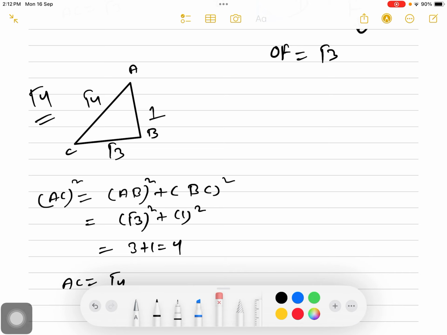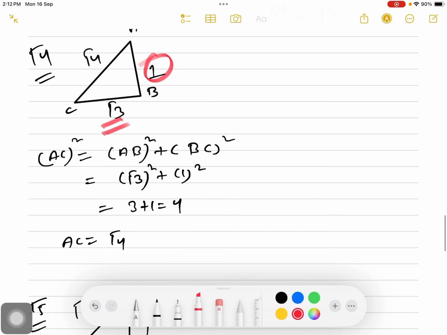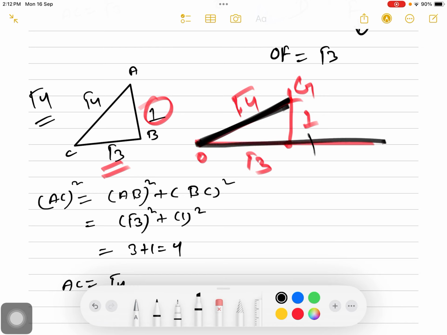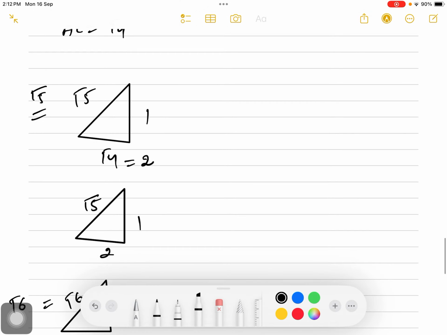Okay, so for creating root 4, 4's previous number is 3 only. So here root 3 will come, and here obviously 1 will come. Then you can use the similar steps. Okay, so here 0, and suppose this distance is your root 3, and at this you formed a 90-degree angle, and you cut the radius of 1 unit. So suppose this is OG. So OG will be your root 4, right. So in this line measure that radius and cut this distance in this line. Okay, so this distance will be your root 4. Okay, like that you can do.